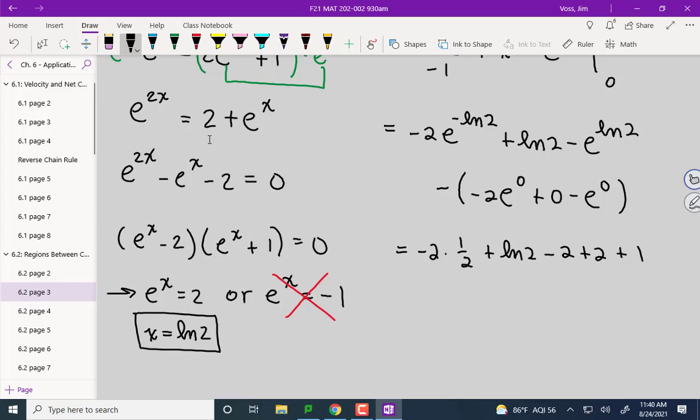So there are all the pieces. This is negative 1 right here. Positive 1, those cancel. And then these also cancel. So our final answer is just natural log of 2.